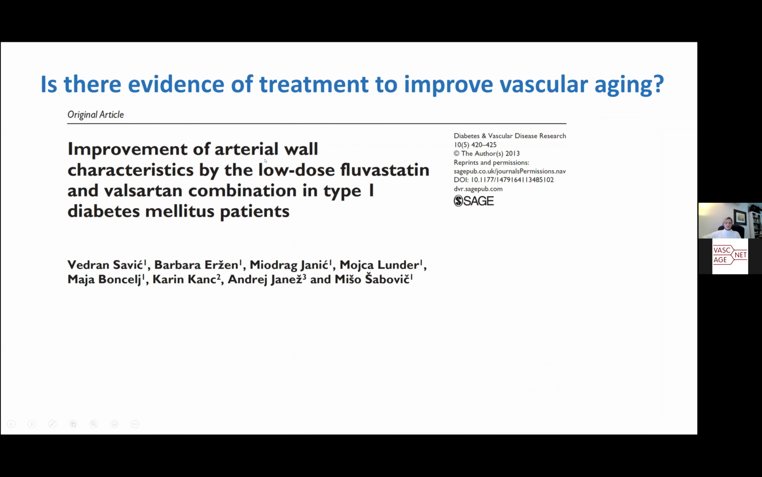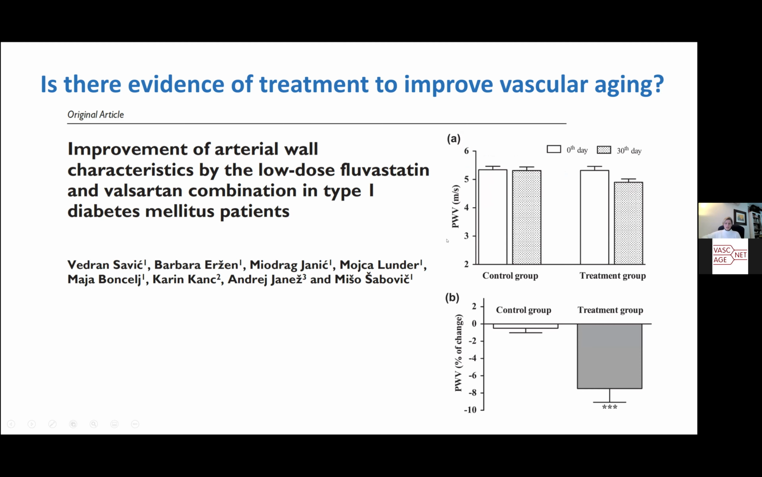Another one was looking at low-dose statin, fluvastatin, and valsartan in type 1 diabetes patients. And they did find, after 30 days, a reduction in pulse wave velocity. The percentage of change in the treatment group was significantly greater than the control group. So great, again, drugs that are already known to improve blood pressure and lipids. They will be used anyway in patients with diabetes.